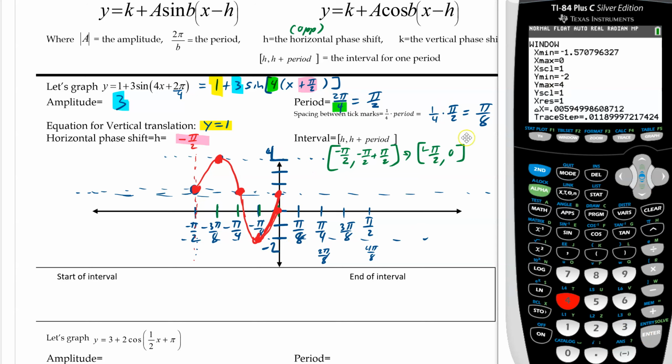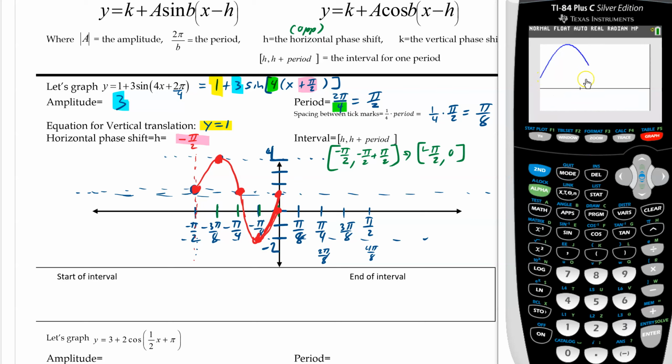Entering all this in, if I hit graph now, it should be our perfect graph. So there's our y equals 1. And you see it went all the way up, all the way down, and then right back exactly where we needed it. So our graph is perfect, which means we translated this perfectly.